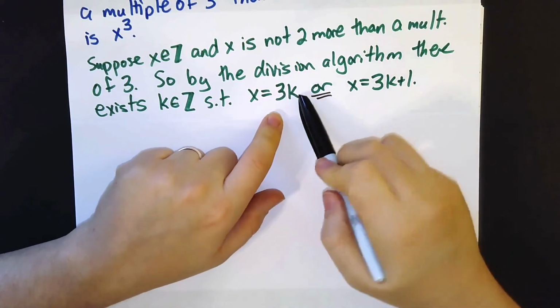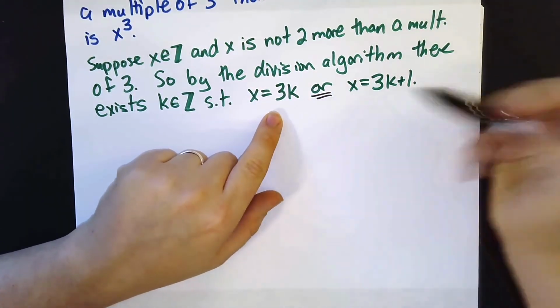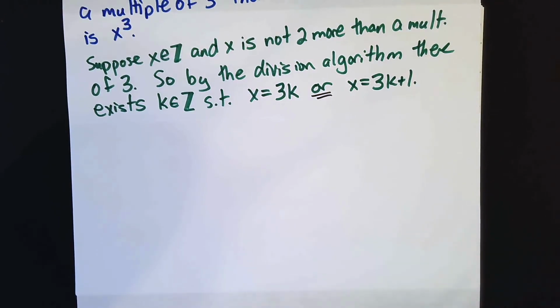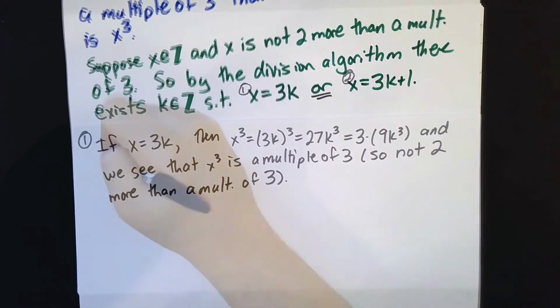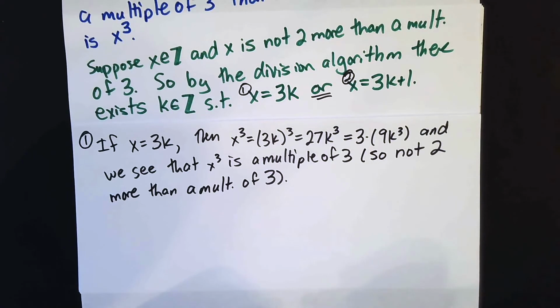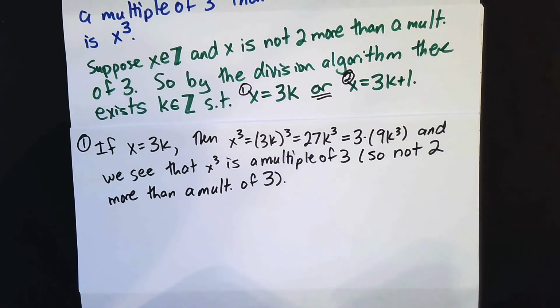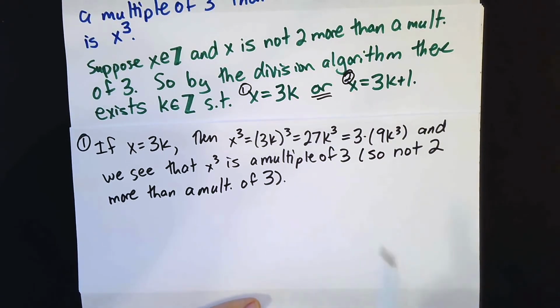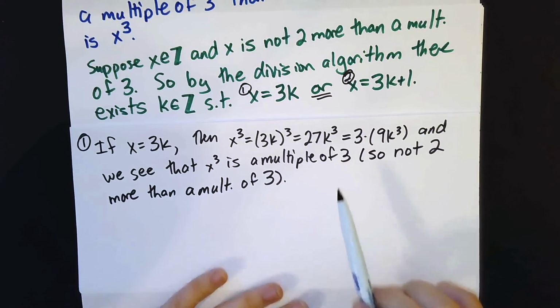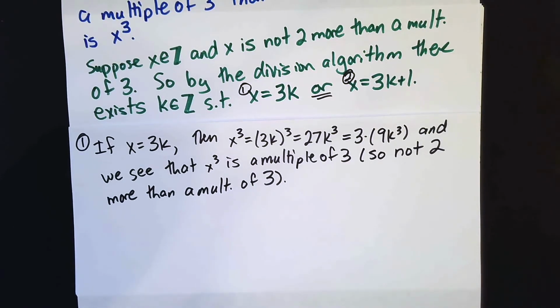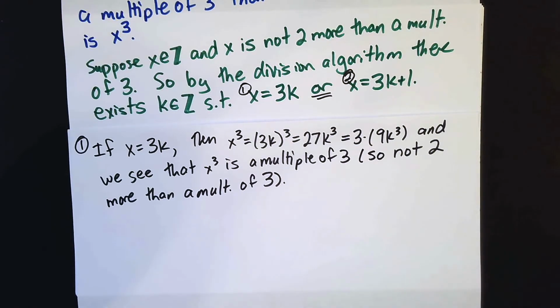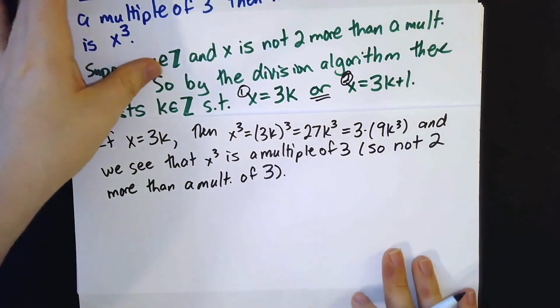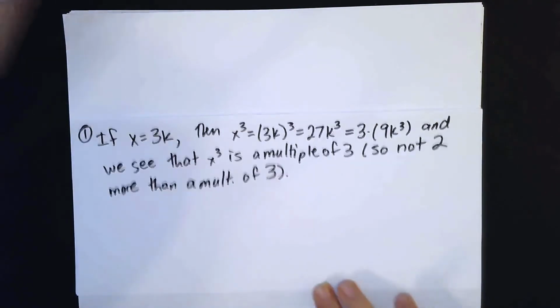If x is 3k, we figure out what happens. If x is 3k plus 1, we figure out what happens. So if x is 3k, then x cubed is (3k) cubed, which is 27k cubed, which is 3 times 9k cubed. And so what does that show us? That shows us, hey, x cubed is a multiple of 3. And remember, the buckets in the division algorithm are exclusive, so if I am a multiple of 3, I'm definitely not 2 more than a multiple of 3. So that handles that case.